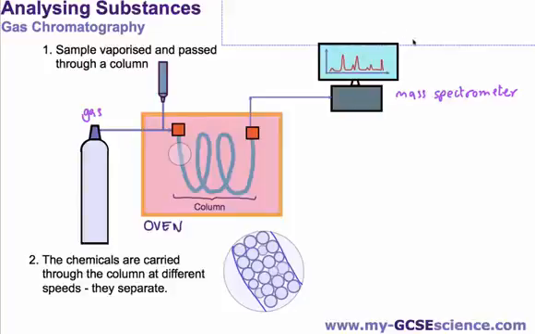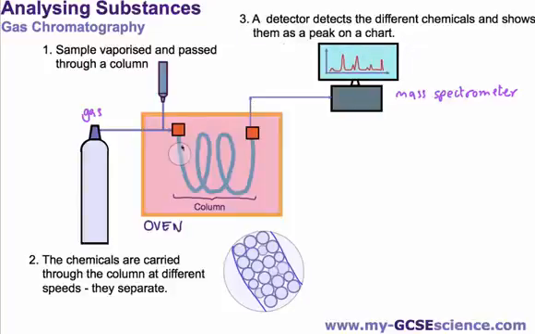The next part is that a detector on the other side detects the materials as they pass through. They all come through at different times. The detector detects the different chemicals and shows them as peaks on a chart. So we have an output here, and every time a chemical comes out, we see a peak on the chart, and we can use that to identify what those different chemicals are.